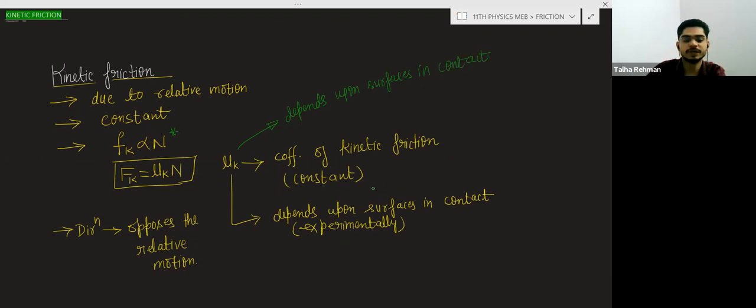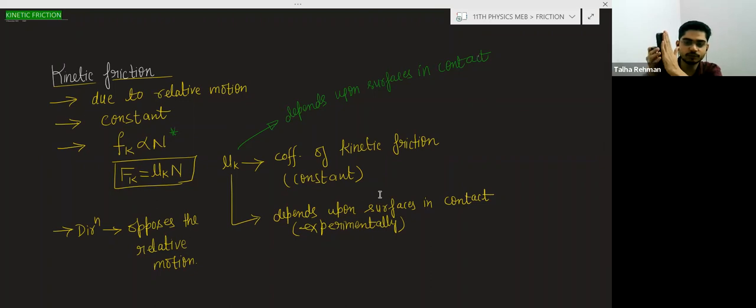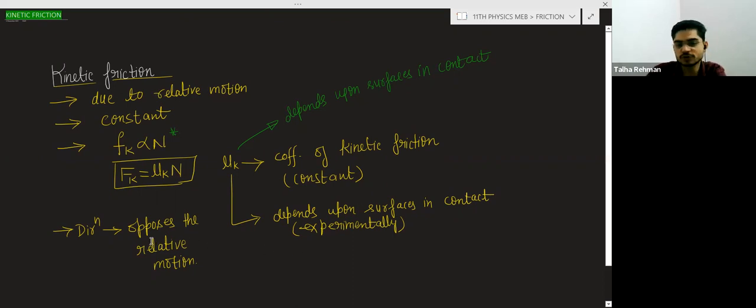In contact means the force of friction. If my hand is moving or this phone is moving on my hand, the value of the coefficient of kinetic friction will be different. If this is moving on this ball, then the value of the kinetic friction will be different. And what is the direction? Opposite the relative motion and tangentially. So it depends upon the surfaces in contact.